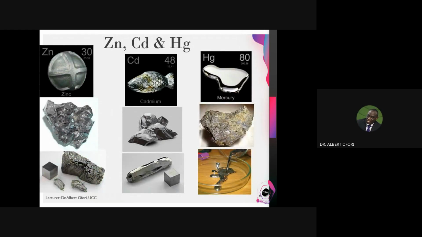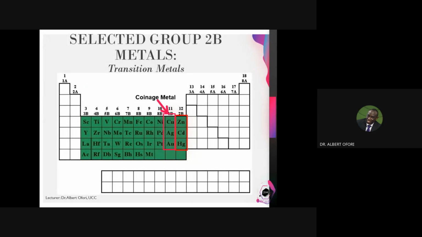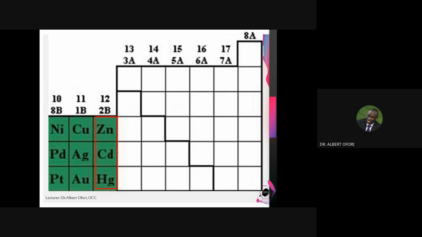Yes, sir. The zinc, cadmium, and the mercury, are they also part of the coinage metals? No. So the coinage metals are basically copper, silver, and gold. But these are also common metals which we engage, the mercury and cadmium, for example, in our case, the water pollution.